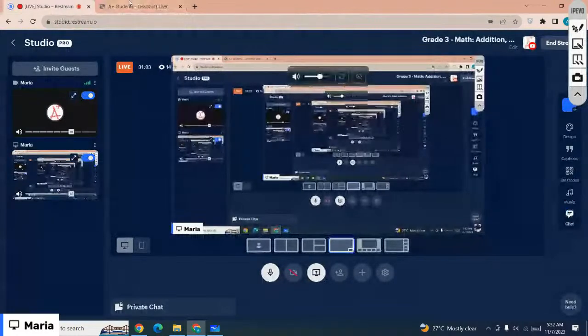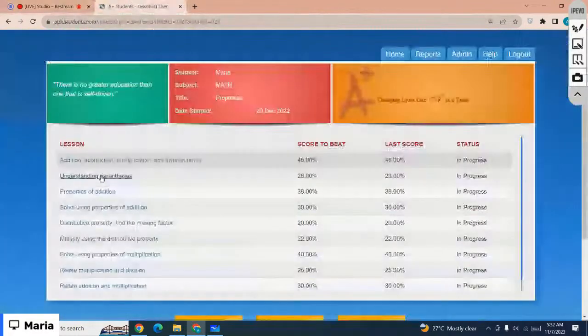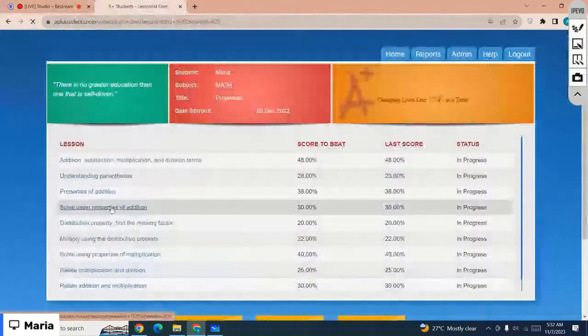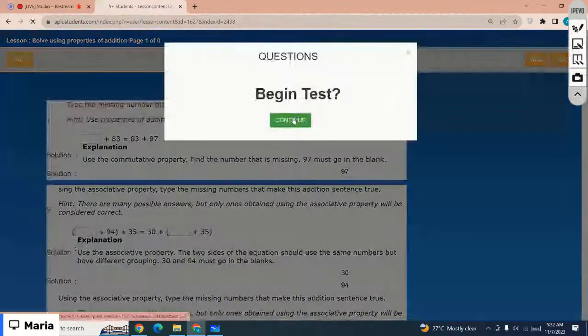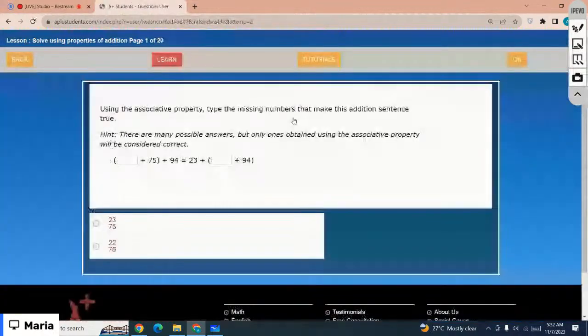And the next lesson is solve using properties of addition. We have just learned the properties of addition. We have to apply these properties to find the missing number or solve them. Okay, solve using the associative property. Type the missing numbers that makes the addition sentence true.